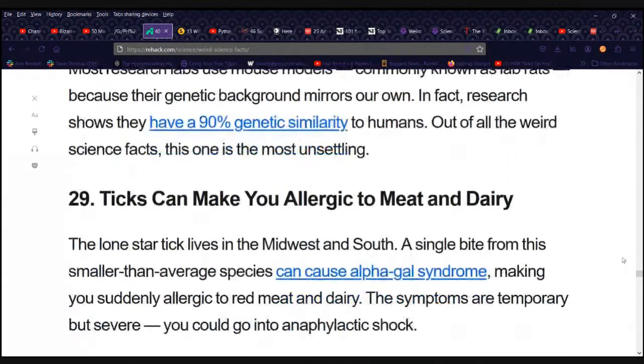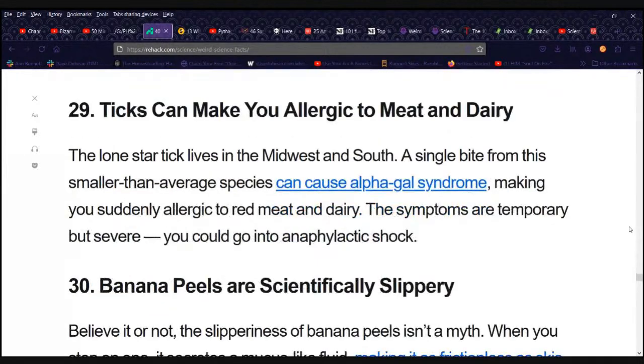Yeah. Ticks can make you allergic to meat and dairy. This was a new one to me. If you get a tick bite, I think it's temporary. Yeah, symptoms are temporary, but severe. You could go into anaphylactic shock.